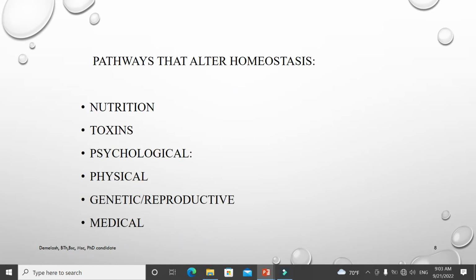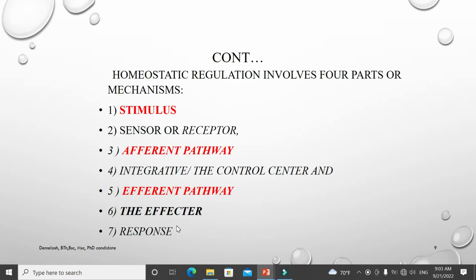What are the pathways that alter homeostasis? Homeostasis could be deviated from the set point by several factors. The commonest ones are nutrition: undernutrition or overnutrition can affect it. Toxins, substances or pathogens that enter the cell can affect it. Psychological factors, overthinking, stress and the like can affect it. Physical factors, such as exercise, could affect homeostasis, and genetic, the reproductive part, and finally the medical. For instance, taking drugs can alter the homeostasis of the body.